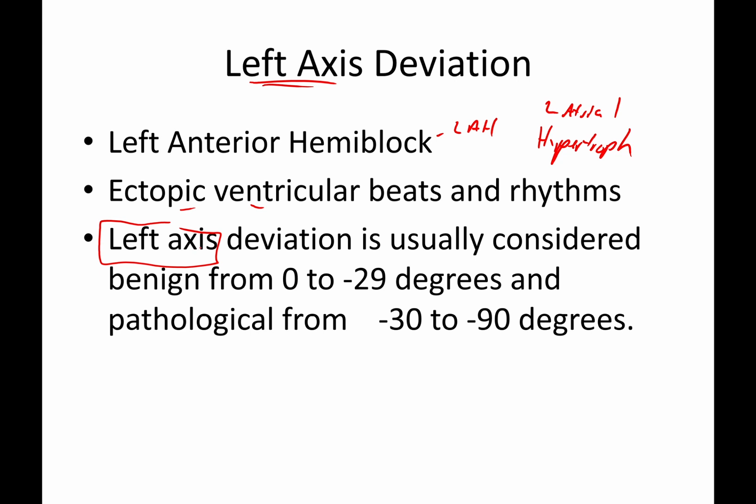But left axis deviation isn't considered a problem between 0 and negative 29 degrees, hence the reason we have the negative 29 to positive 100 for normal. So even if you do have a left axis deviation, make sure that it's within that range, and it still may not be an issue.